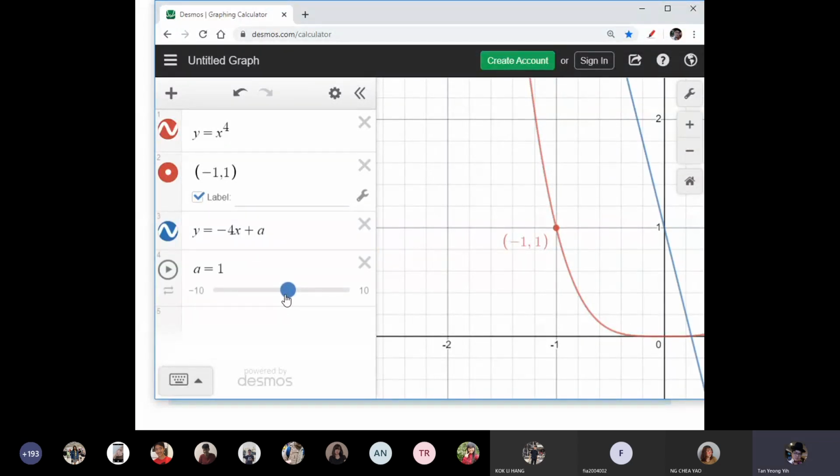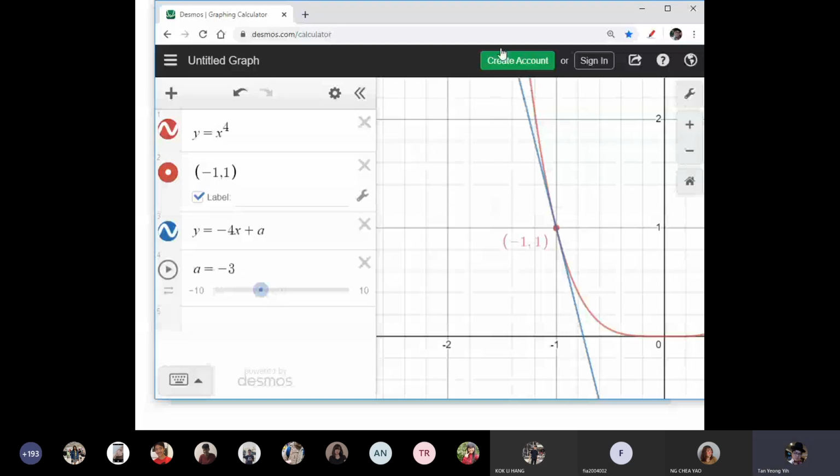Okay, we move the line. We move this line to this point. Okay, this is the one. So y equals -4x minus 3 is the tangent of the curve at the point x equals -1.